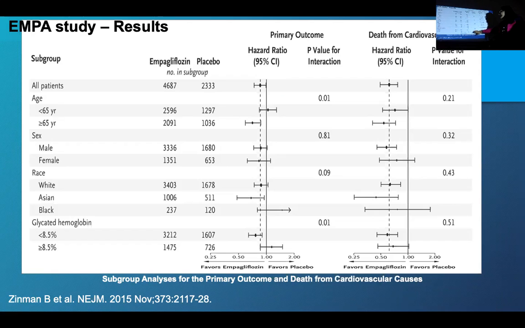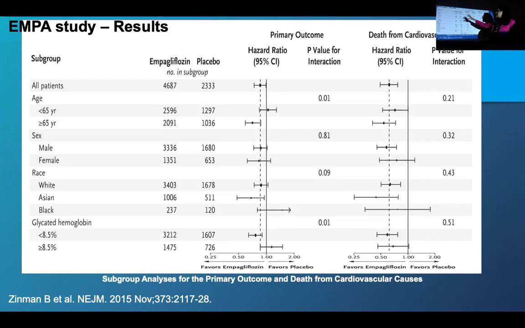So looking at the curve here, it's a little complicated, but we want to look at the vertical line here. This stands for figure 1. And anything that does not cross 1, because we're looking still at the hazard ratio, anything that's lower than 1 is statistically significant or favors empagliflozin.